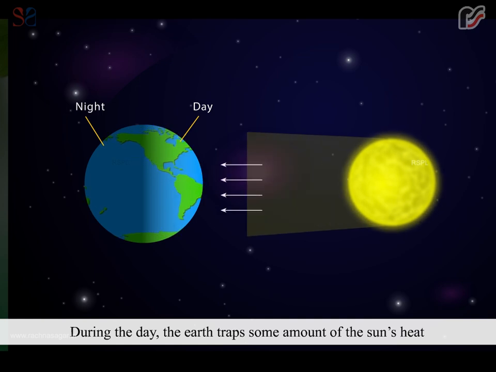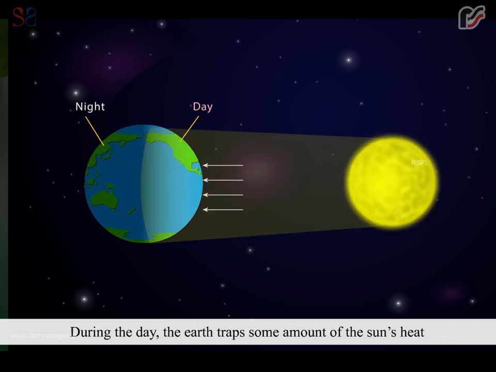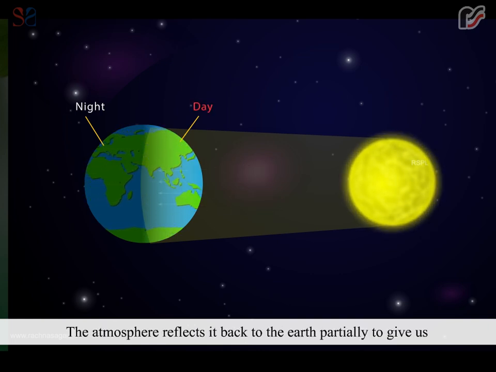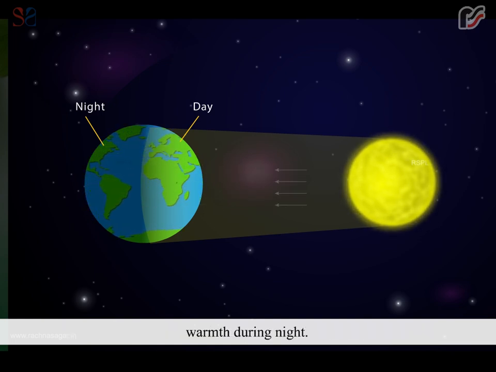During the day, the earth traps some amount of sun's heat and reflects a large amount of heat back to the atmosphere. The atmosphere reflects it back to the earth partially to give us warmth during night.